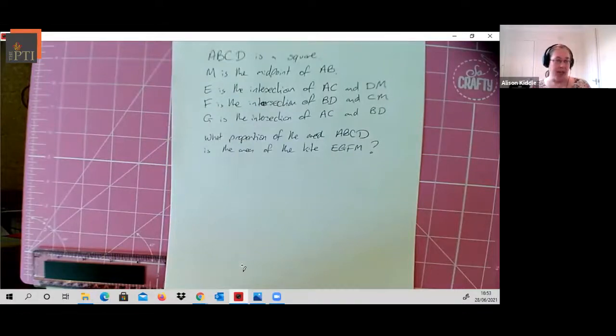So ABCD is a square, M is the midpoint of AB, E is the intersection of AC and DM, F is the intersection of BD and CM, G is the intersection of AC and BD. What proportion of the area ABCD is the area of the kite EGFM? So if you were presented with this problem to solve, what would be the first thing that you would do? Suggestions in the chat.